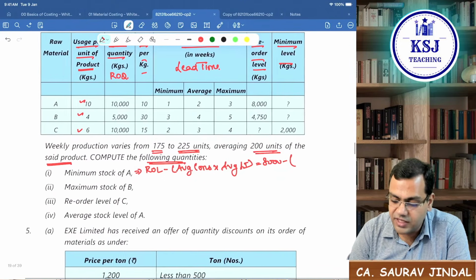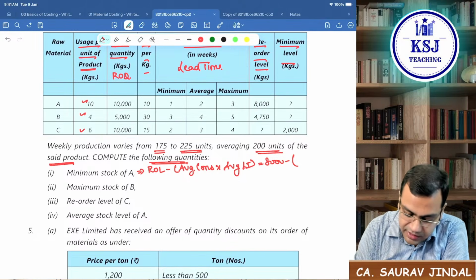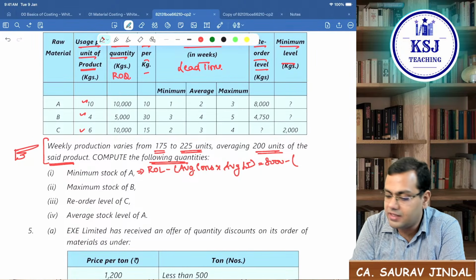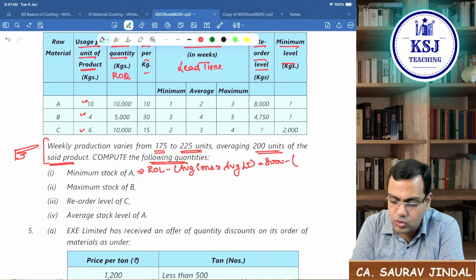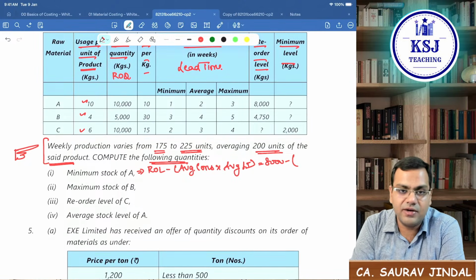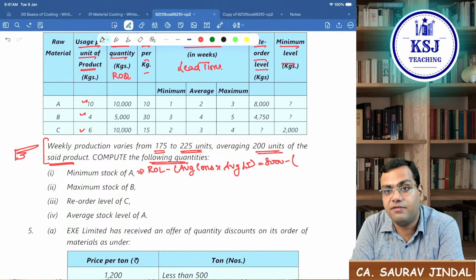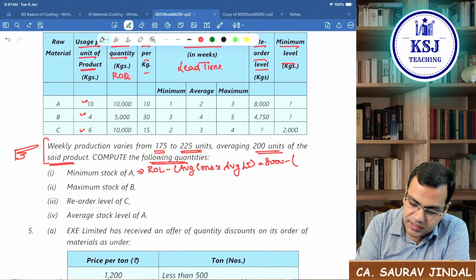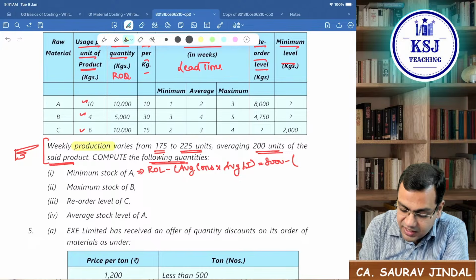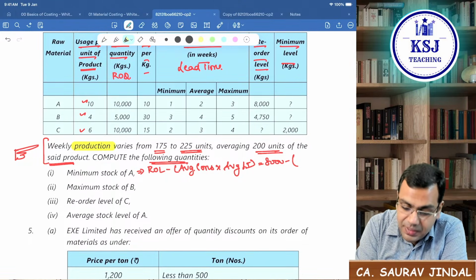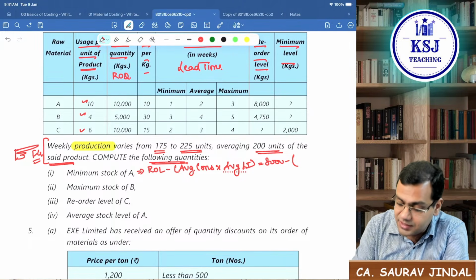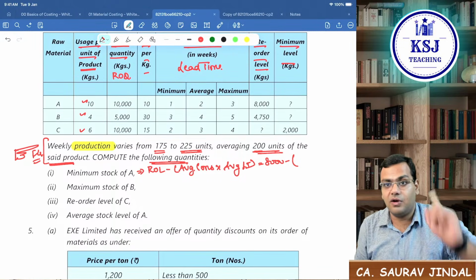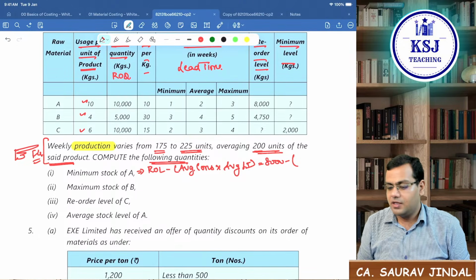Now what will be the average consumption? Here we can commit a mistake. You can take the average consumption as 200 units and multiply it with the lead time, that is 2, the average lead time. You might write it as 200 units into 2. But one thing you have to be careful about: the word used here is weekly production. That means this data is about finished goods, not raw material. This 200 is not the consumption of raw material. It is the finished goods that they are talking about.